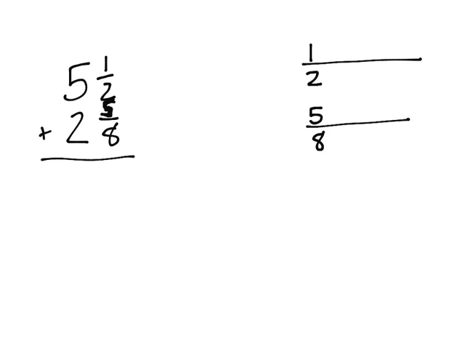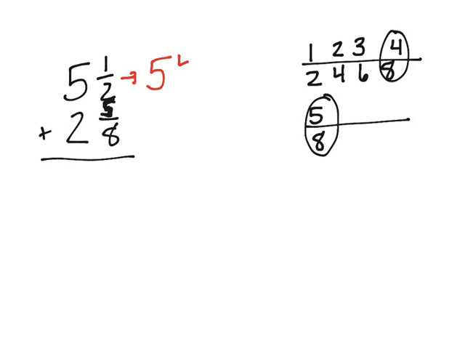So 2, 4, 6, 8. Oh wait, they both have 8. So there's my common denominator. So let's figure out my numerator. 2, 3, 4. So now this one is now going to be 5 4/8. And this one is going to stay 2 5/8.